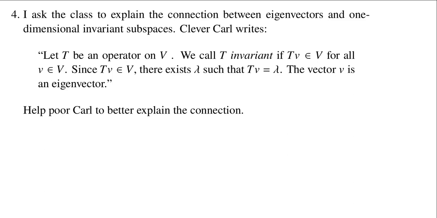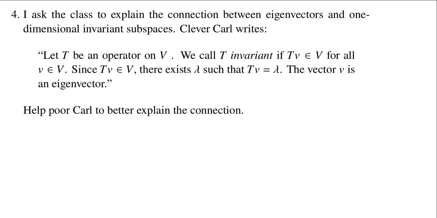It says, I asked the class to explain the connection between eigenvectors and one-dimensional invariant subspaces. Clever Carl writes, let T be an operator on V. Okay, we can do that. We call T invariant. Oh, boy. We call T invariant if Tv is an element of V for all v in V. Since Tv is in V, there exists a lambda such that Tv equals lambda. The vector v is an eigenvector.